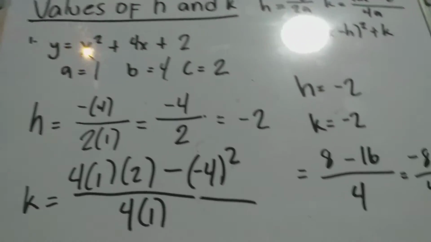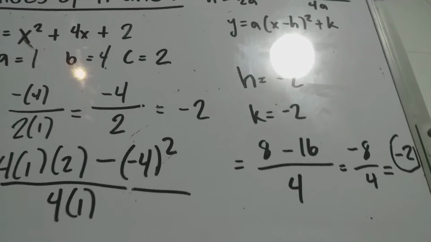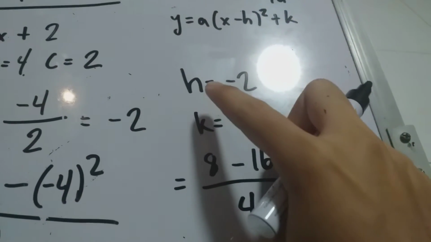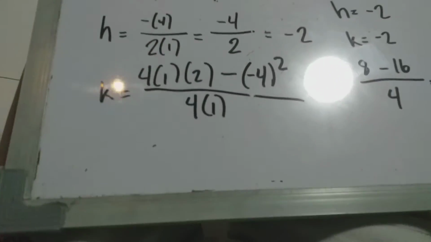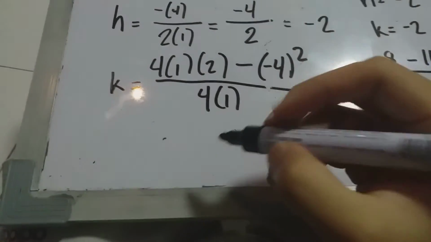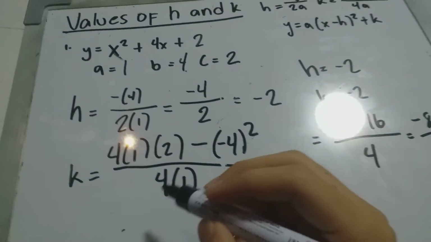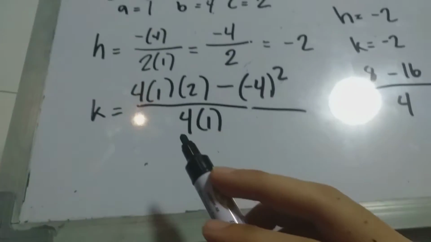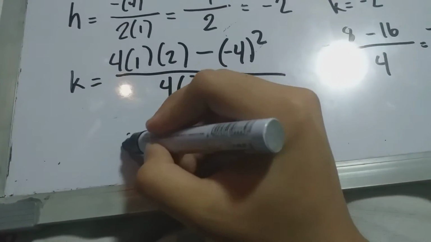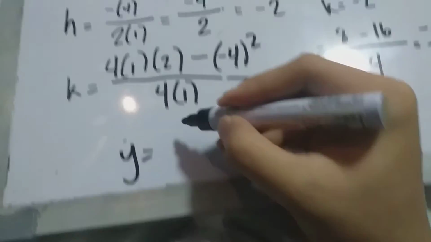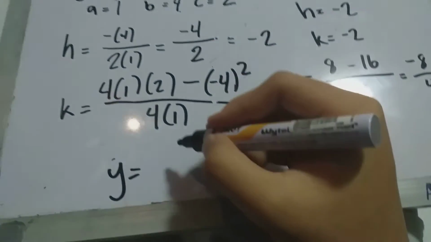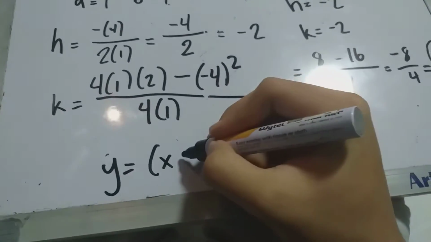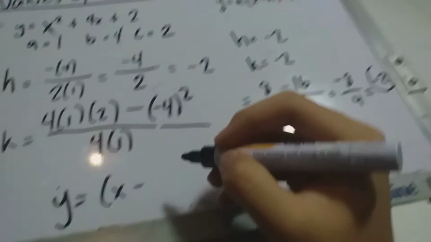So now, how do you turn this into vertex form? We just substitute the values of h and k in the equation right here. So to do that, we just write a. What is the value of a? 1. If your value of a is 1, you don't really need to write it. So it's y equals, supposed to be a, but because a is already 1, you don't really need to write it. x minus the value of h.